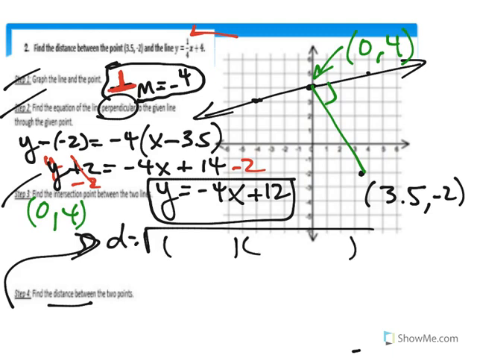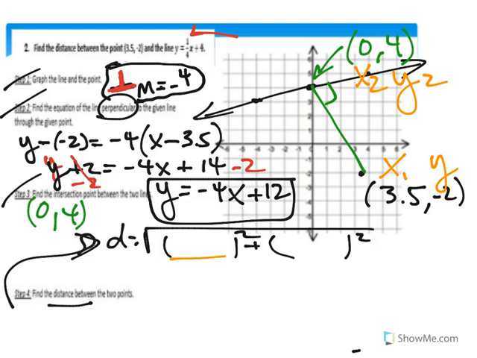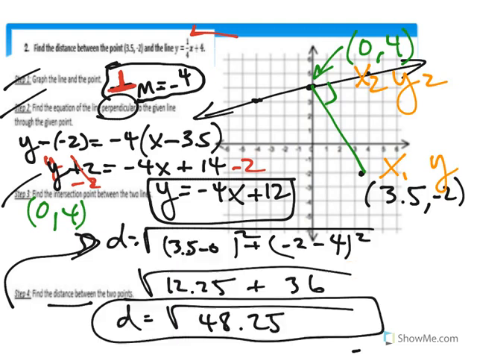Okay, so x squared, set myself up for success. I'll go ahead and do this as x1, y1, and I'll do this as x2, y2, and plug into my distance formula here and here. And so my final simplifying of this problem looks like the distance is equal to the square root of 48.25.